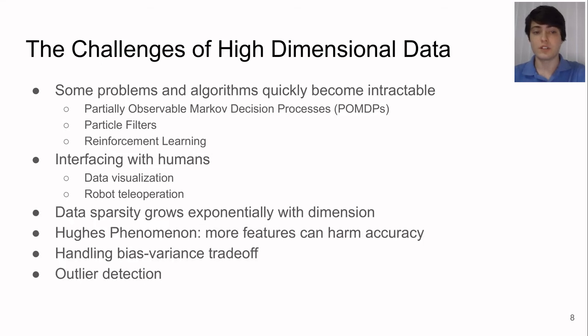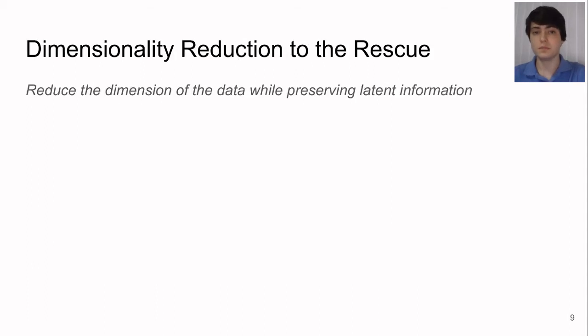And there are general challenges that appear, such as the sparsity of a dataset growing exponentially with its dimension, the Hughes phenomenon, where adding more features without adding more data can harm the accuracy of some machine learning algorithms, as well as problems with handling the bias-variance trade-off or detecting outliers in a dataset. A common solution is dimensionality reduction. To put it simply, we try to reduce the dimension of the data while preserving latent information. This has been used successfully throughout the robotics world.